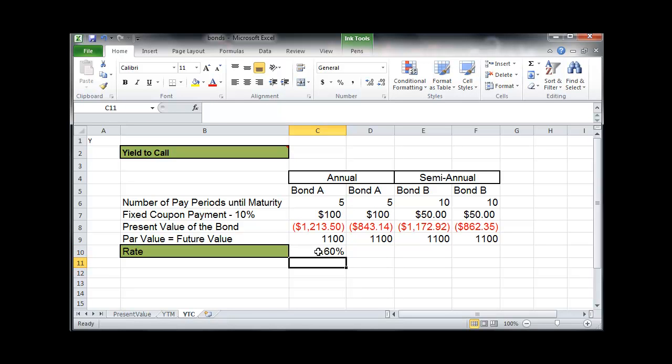Here's the yield to call here. And I'll just grab the fill handle here and pull it across. And you can take a look at the yield to call. Now, before I go any further here, of course, if we get these, we're going to have to double them. I'll just go ahead and do them anyways. Let's go across and do them.